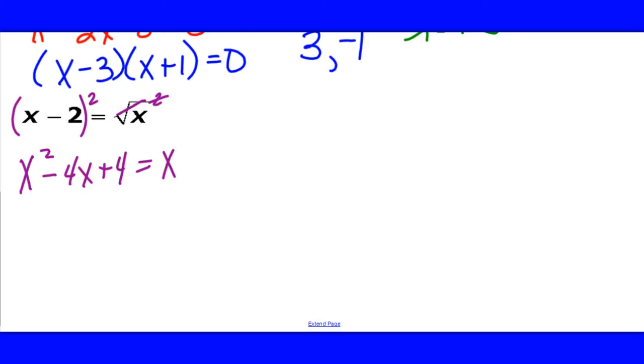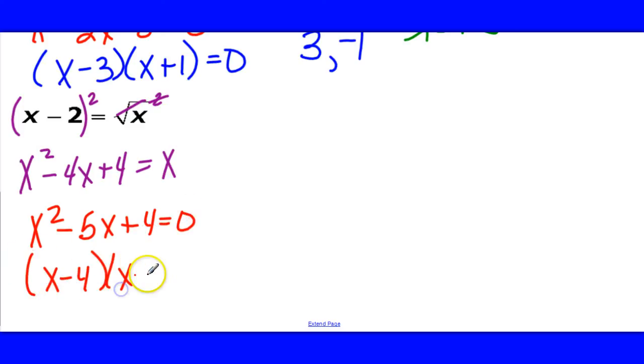Now I have a quadratic. I need to solve it. Subtract x from both sides. X squared minus 5x plus 4 is equal to 0. Again, I can factor this one. X minus 4, x minus 1 is equal to 0. My solutions are 4 or 1.